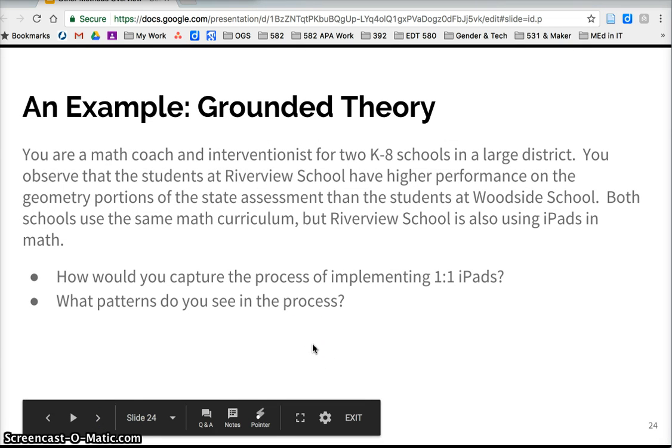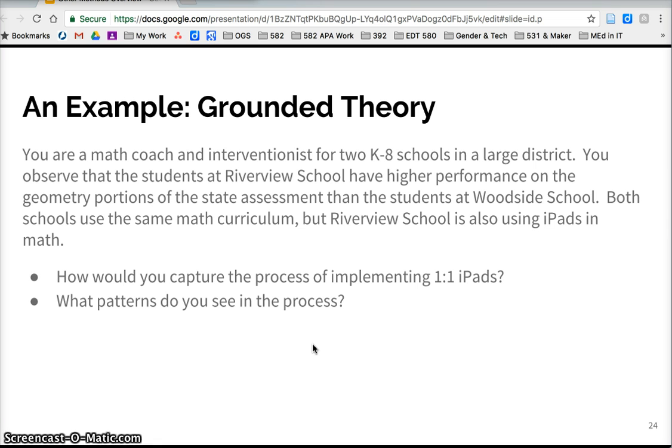With grounded theory, in our example, you're typically trying to document the process, and so for this, it might be trying to capture the process of implementing one-to-one iPads. It wouldn't necessarily be trying to document the reasons for the difference between the two schools, but rather to look at the process of change in education, and really looking for what patterns you see in the process.